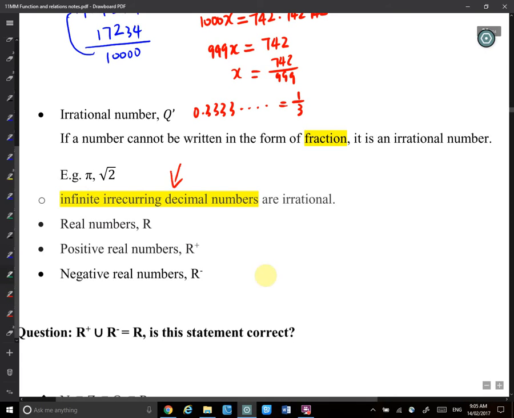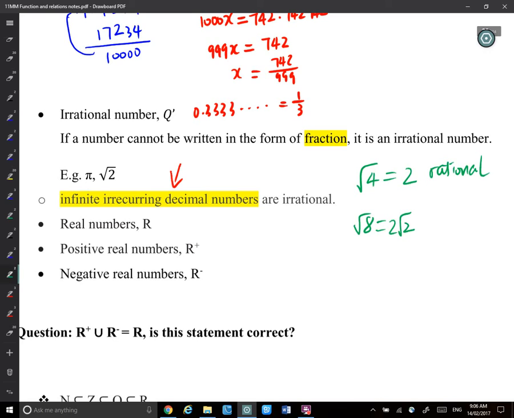For example, square root 4 will become 2. That is rational. Okay, that is rational. It can be simplified. But say square root 8, that will become 2 root 2, which you still have the surd, the square root there. So it's an irrational number for this one.